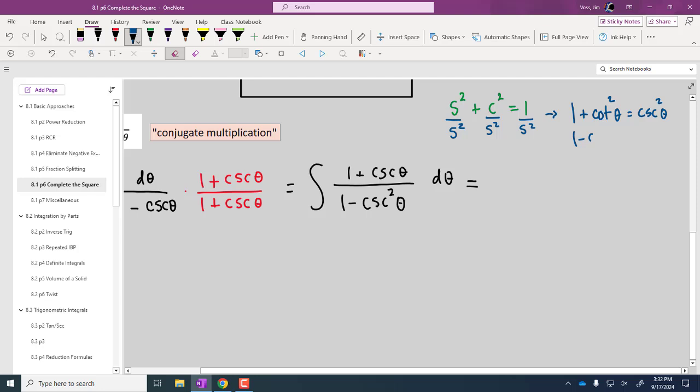So if we move the cosecant squared to the left, then we have to move the cotangent squared to the right. So 1 minus cosecant squared is minus cotangent squared. And again, the good thing is that we can now fraction split. I'm going to factor that minus sign out to the front. So we're sitting at that position now.